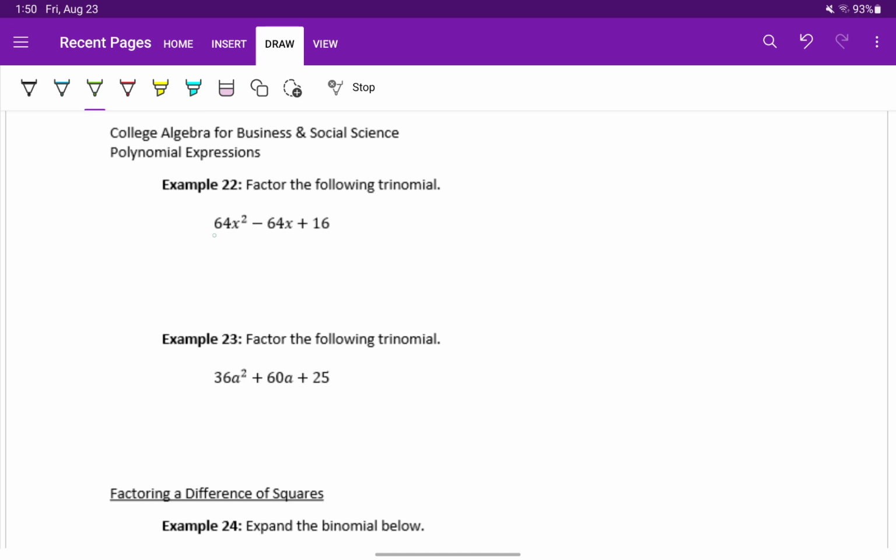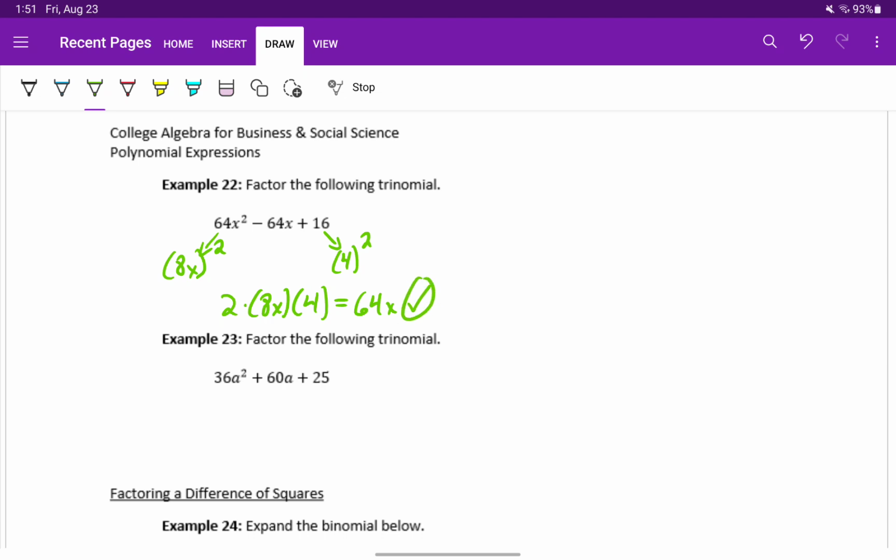If we look at example 22, 64x squared is the same thing as 8x, that quantity squared. 16 is 4 squared. So then what we need to check is 2 times 8x times 4 to see if it equals that middle term. In this case, 2 times 8 would be 16, times 4 would give us that 64x that we're after.